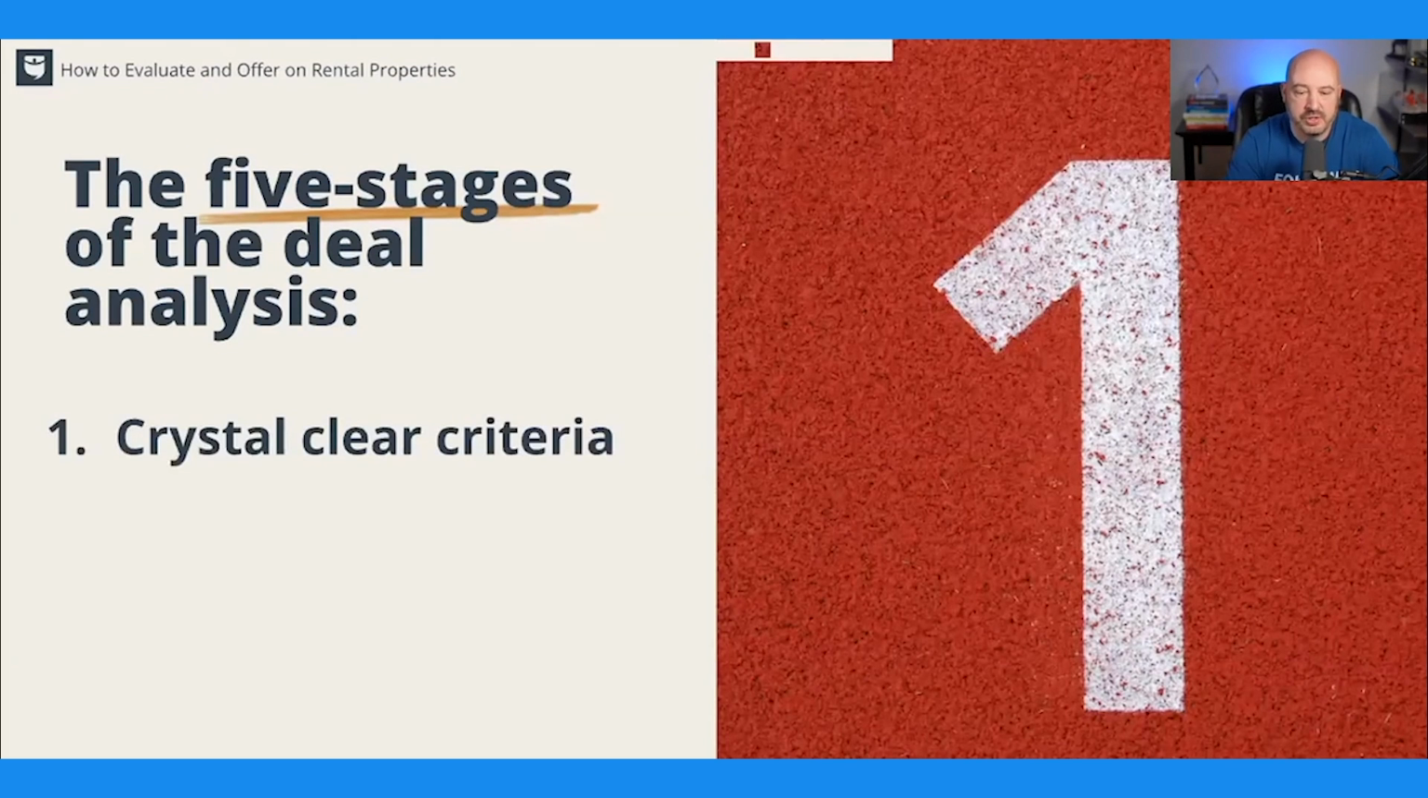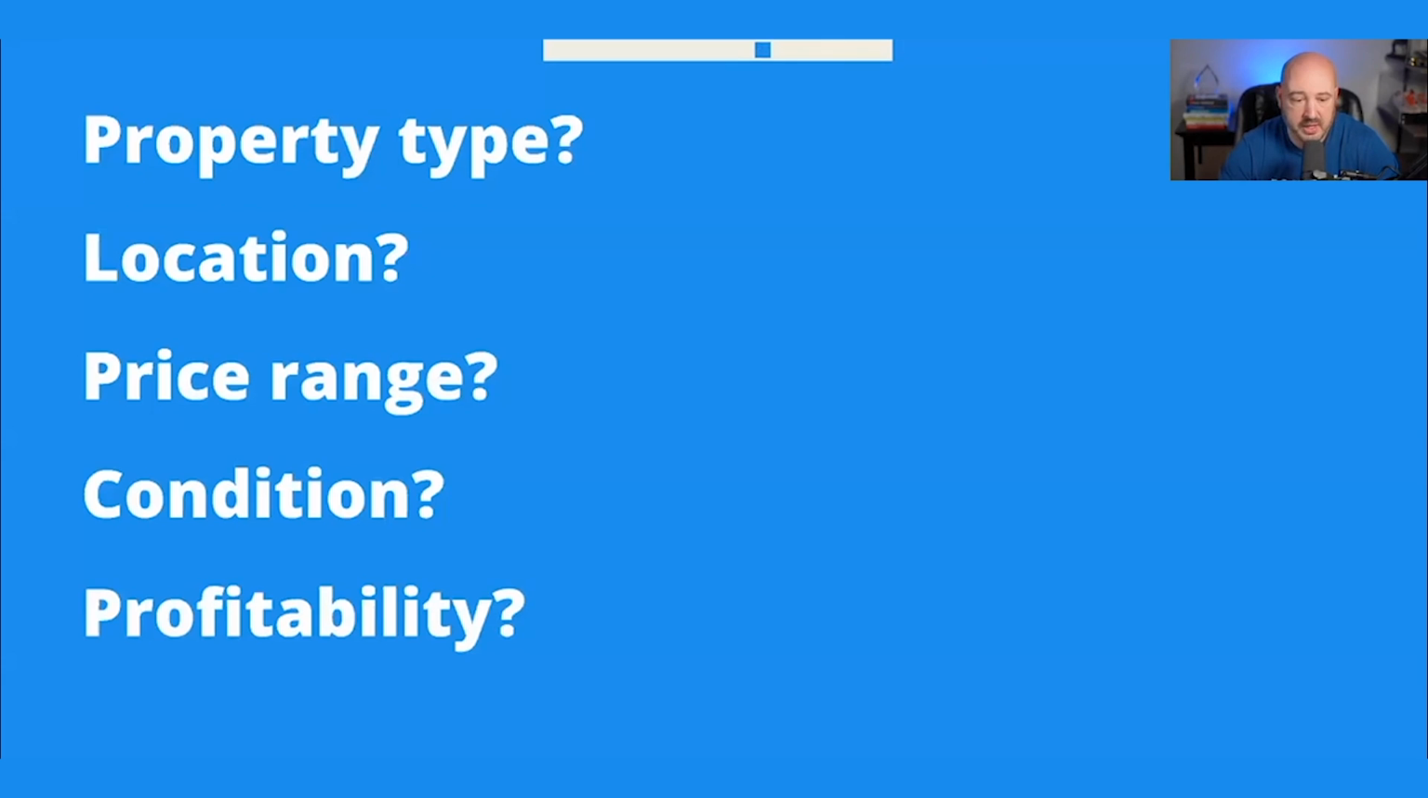Number 1, you need crystal clear criteria. That means you don't want to just be looking at everything. You want to know, I want to find this type of property in this price range in this area. And I'm only going to look at those properties so that you're not overwhelmed.